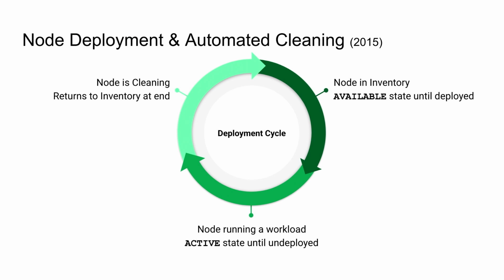So a node sort of follows this cycle of it cleans, it sits in our available state, which is sort of just in inventory waiting to be deployed. Then once you deploy it, you end up having a workload running that's in active state until it's undeployed. When you undeploy, it cleans again and it goes back to start. So you sort of get your nodes on this little life cycle.